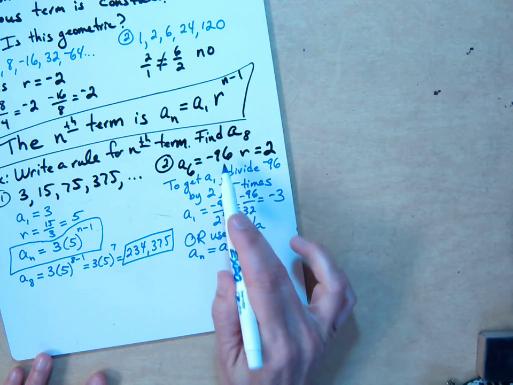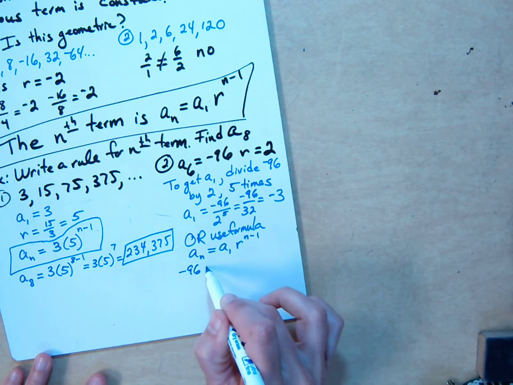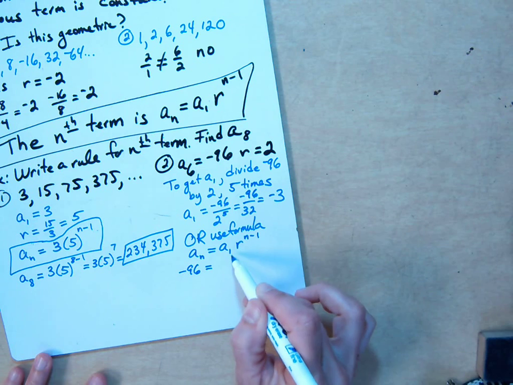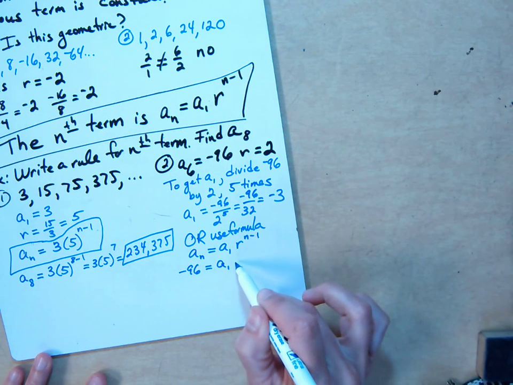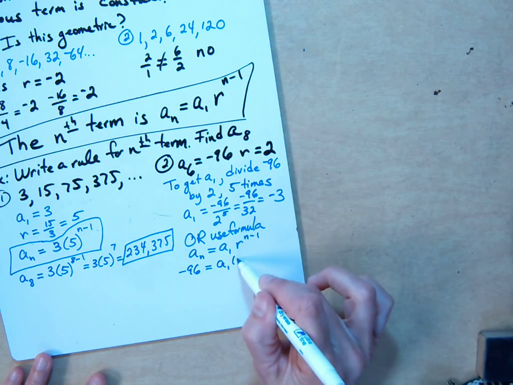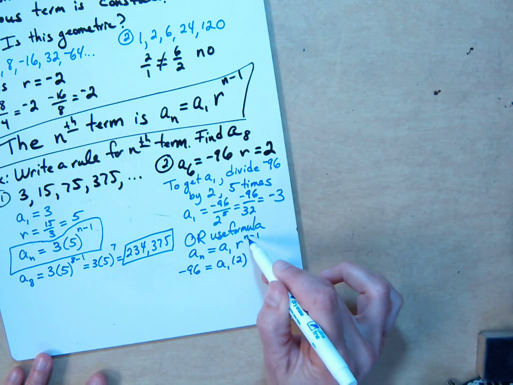I would say, okay, a sub 6 is negative 96. That goes here. A sub 1, I don't know. That's what I'm trying to find. r is 2. Okay, that's fine. And n is what?